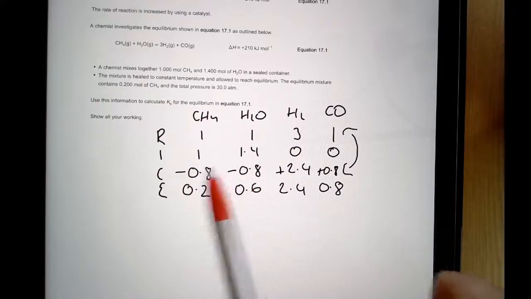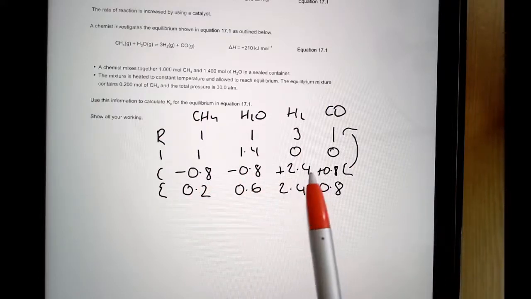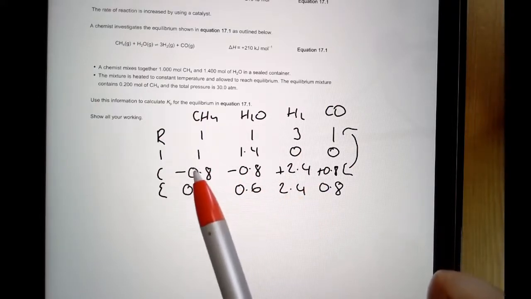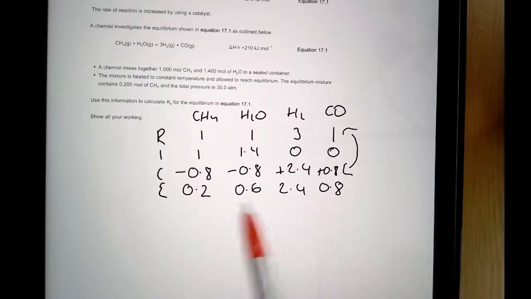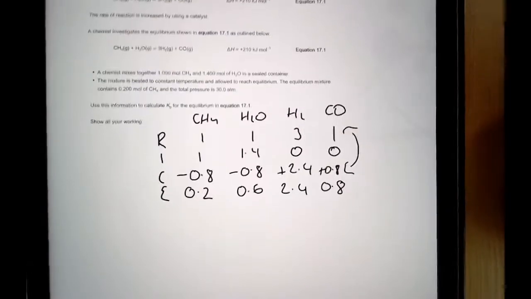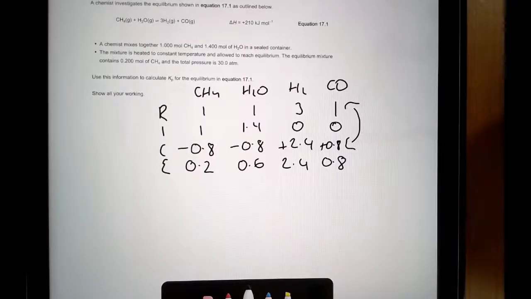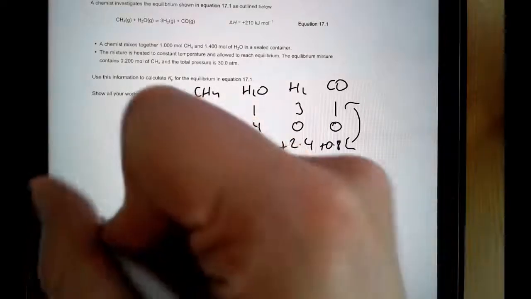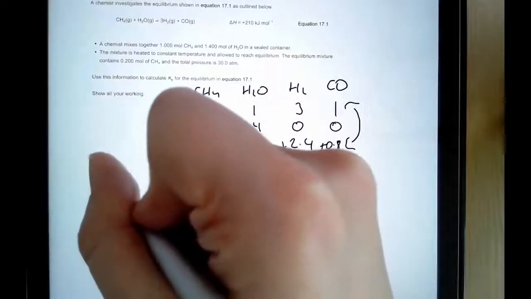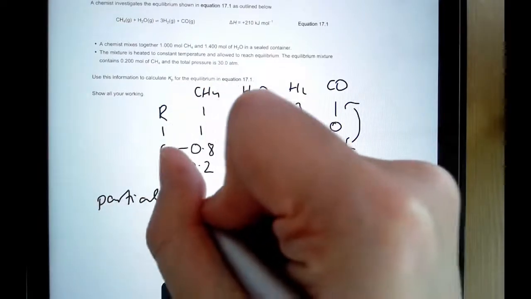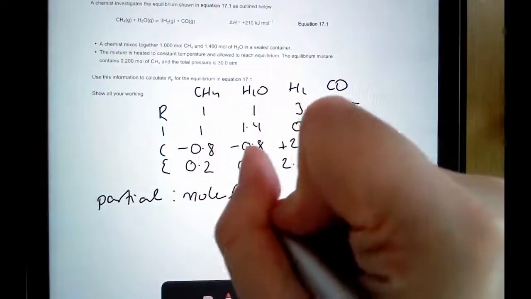Just pay attention to your signs. Reactants are going to be minus, products are going to be plus, and then I can use initial and the change to work out equilibrium moles. So now I've got the equilibrium moles, okay? But I want partial pressure. And if I want partial pressure, I need mole fraction times total pressure.